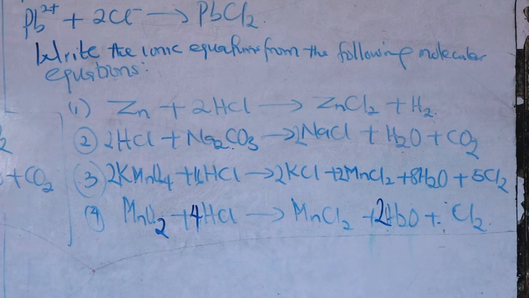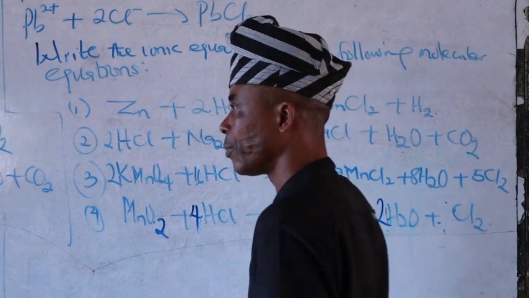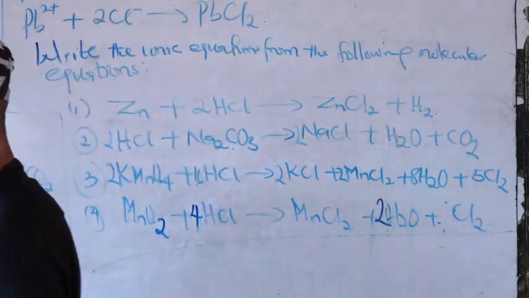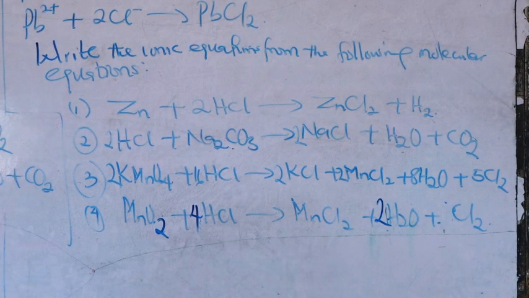Remember, the weak electrolyte remains the same, while the strong electrolyte will be dissociated into its ions. You can also make use of soluble salt and insoluble salt. The insoluble salt will remain the same. Soluble salt will dissociate into ions. And remember, water and the gases remain the same. They cannot be broken down.